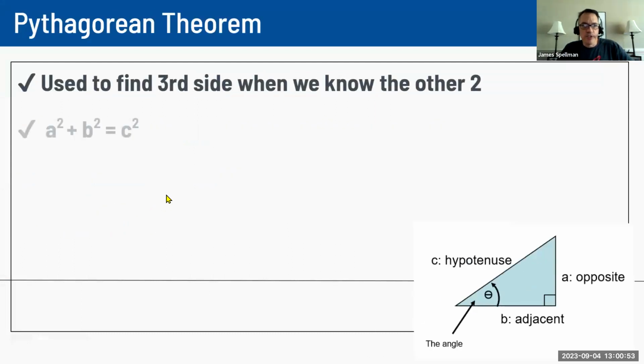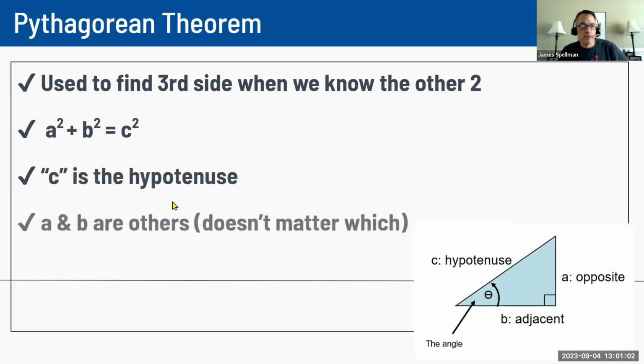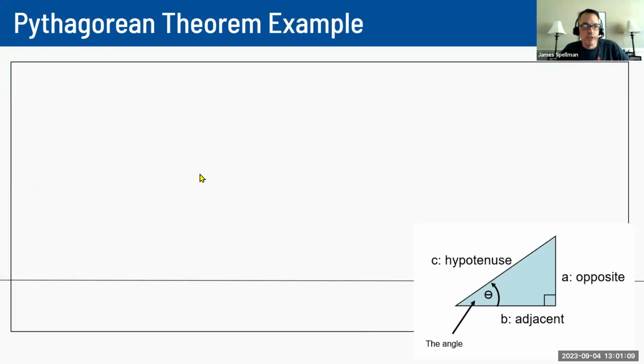If we know two of our three sides, and we want to find the third side, we can simply use our Pythagorean theorem. A squared plus b squared equals c squared. Remember, c is always the hypotenuse. A and b are the other two sides, and it doesn't really matter which one is a or which one is b, because in the formula, they're going to be added together.